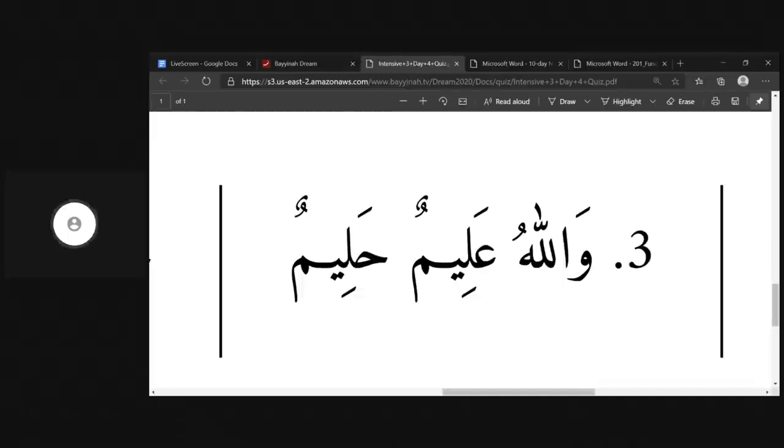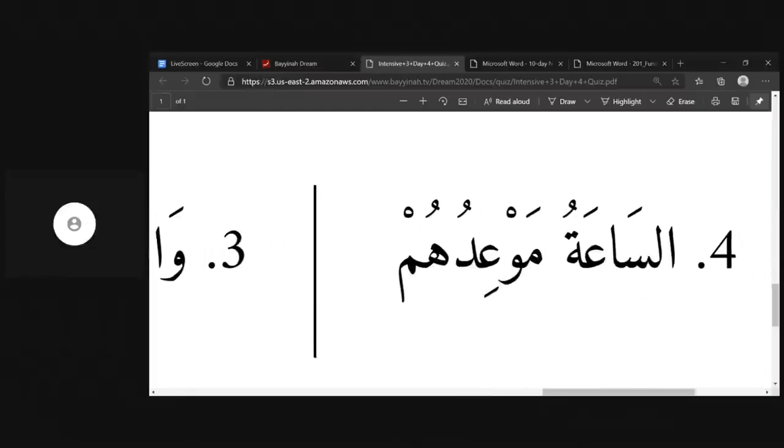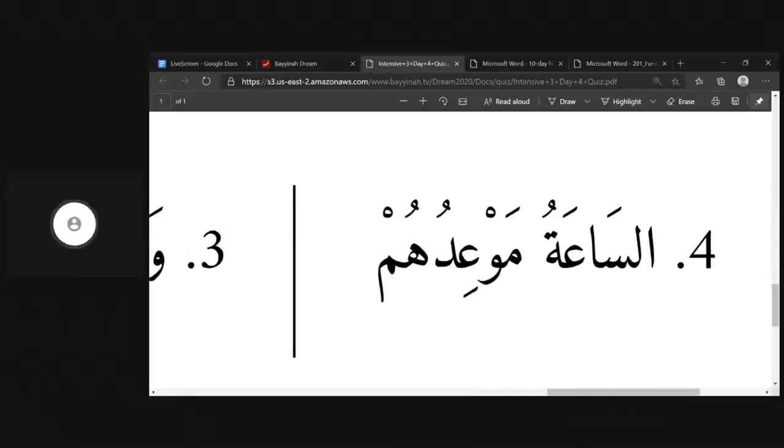The break in the chain comes after the word Allah. As-sa'atu maw'iduhum. Maw'iduhum is an idafa. As-sa'atu is just by itself. As-sa'atu is not connected to anything, right? So we use break in the chain. Maw'iduhum doesn't have any relationship. It's not connected to as-sa'a. So the word "is" would come after as-sa'a. As-sa'atu is maw'iduhum.